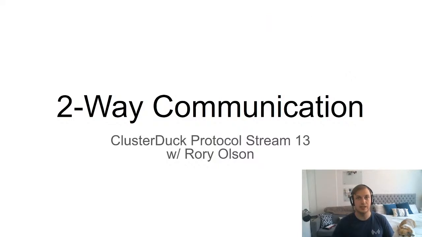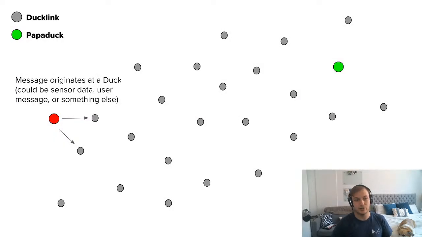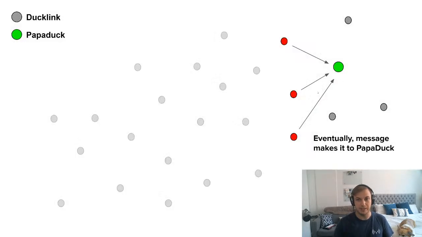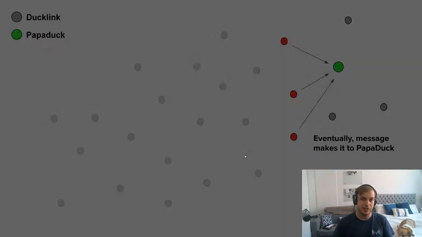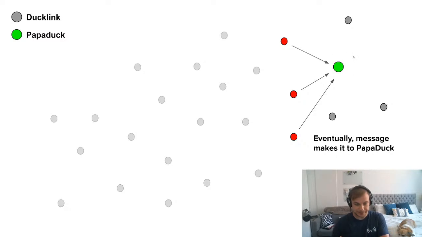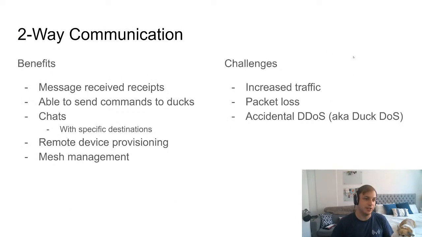Well, currently in the CDP, we operate on one-way communication. So what does that mean? Well, when we send a message from this little red dot over here, this duck, it will travel through the network to the Papa Duck, and that's it. We don't do anything about messages coming back or saying, "Hey, I got that message." So whoever was on the red duck doesn't know if the message was ever received by the Papa Duck, and that's where two-way communication comes in.